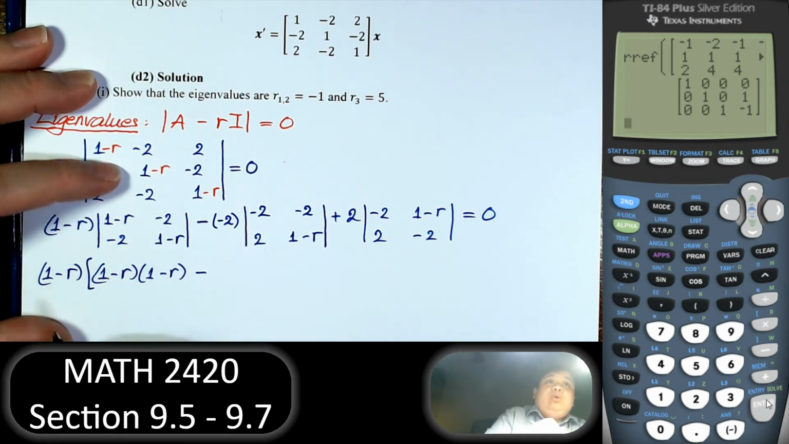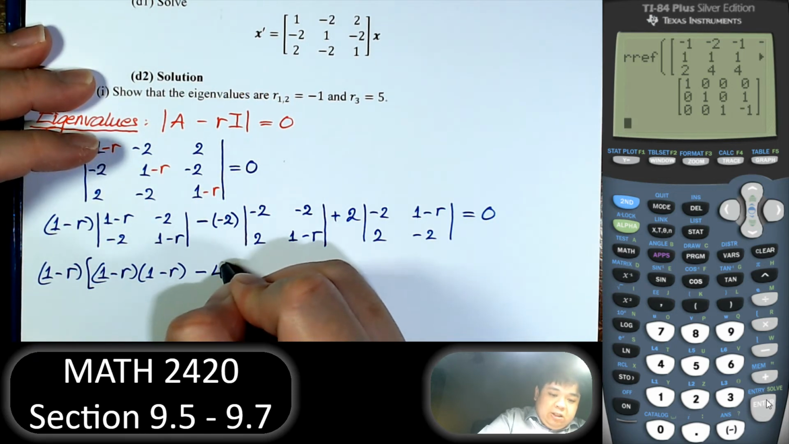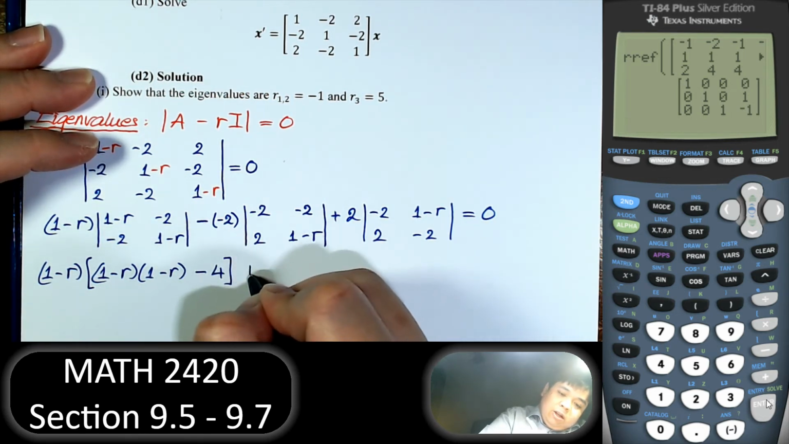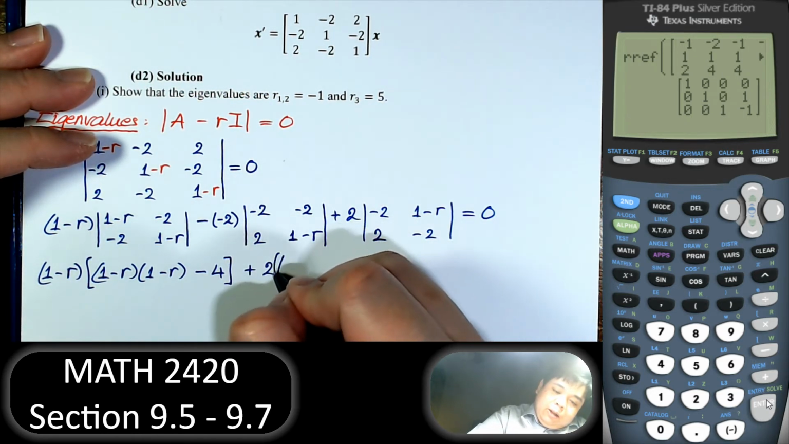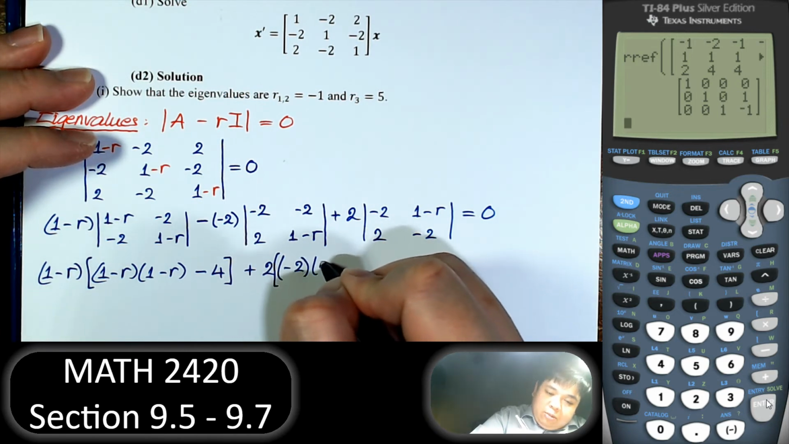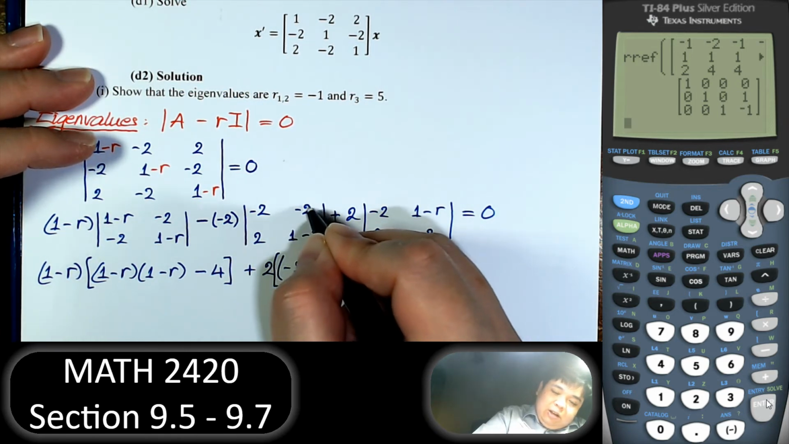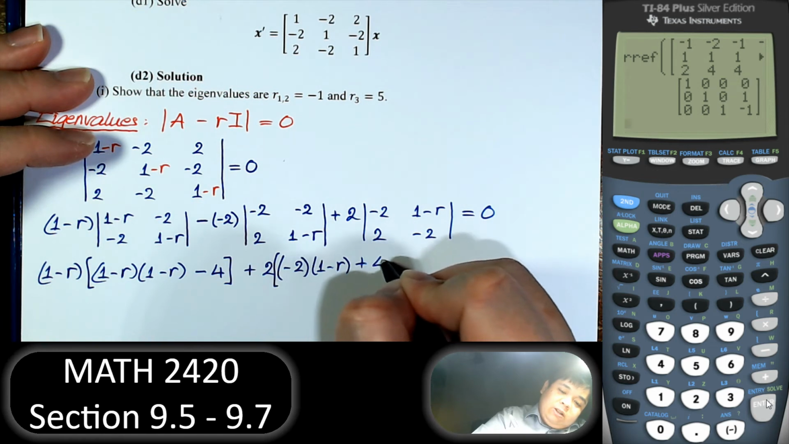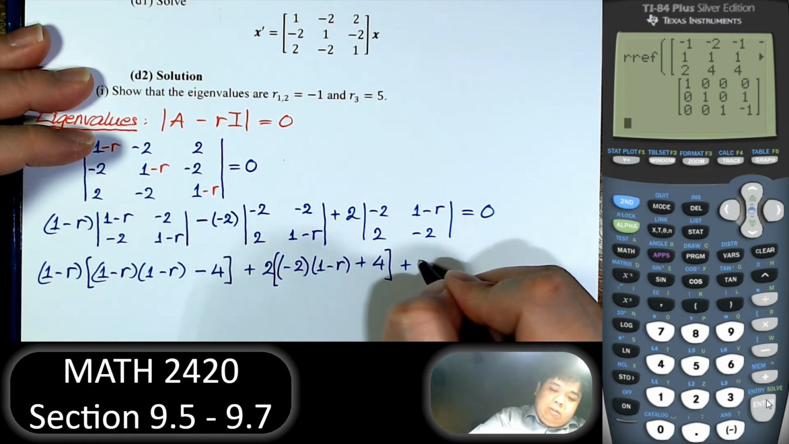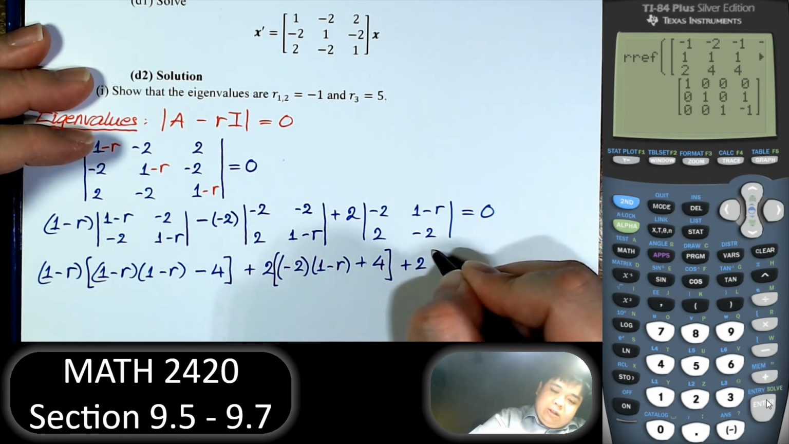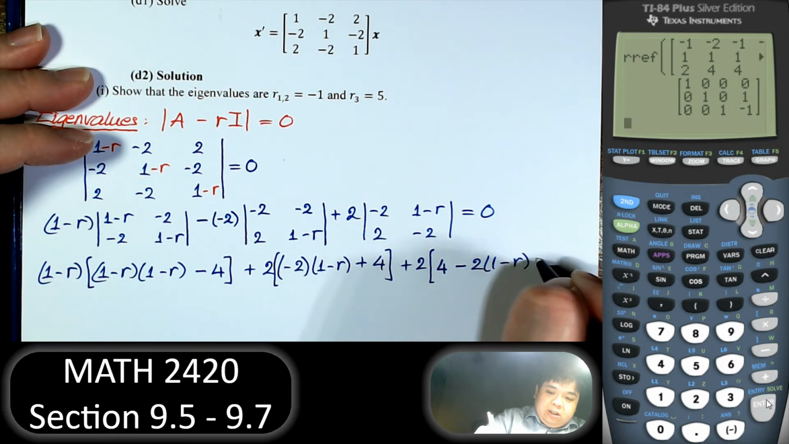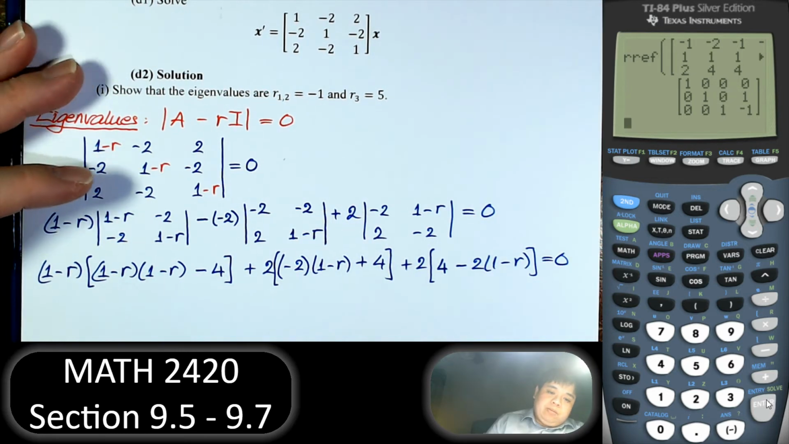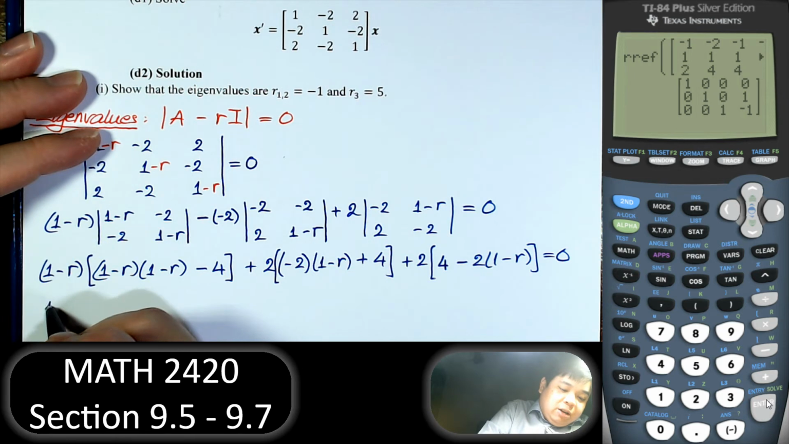Subtract, negative 2 times negative 2 is 4. Plus 2 times minus 2 times 1 minus R, minus negative 4, plus 2. Negative 2 times negative 2 is 4, minus 2 times 1 minus R. Right, multiply it out.